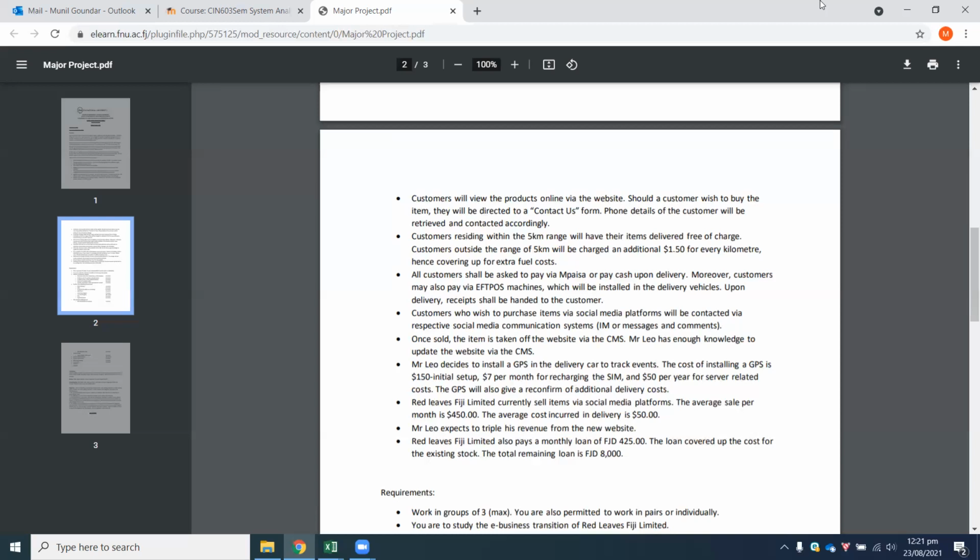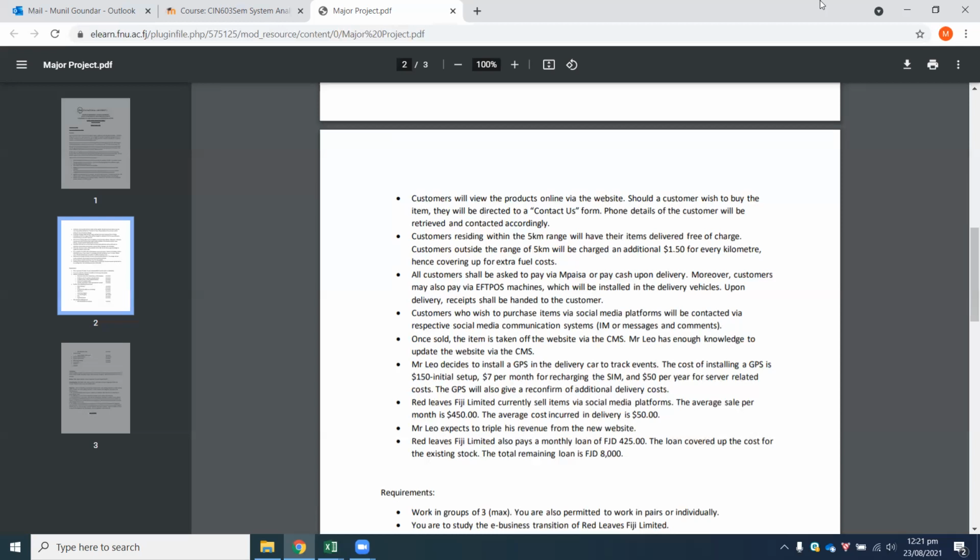Red Leaves Fiji Limited currently sells items via social media platforms. Oh, so they currently do sell items over social media platforms. The average sale per month is $450. So that means per month they are able to get a current sale of $450, and the average cost incurred in delivery is $50. So that means the profit from our social media is $400.